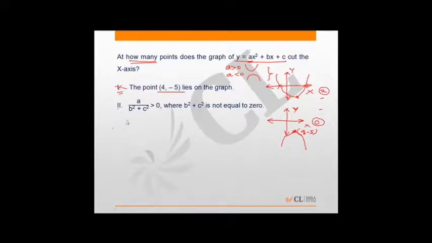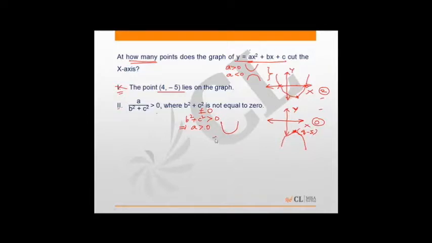Let's look at the second statement. Forget about the first statement. The second statement simply tells us a upon b square plus c square is greater than 0, where b square plus c square is not equal to 0. Now b square plus c square will definitely be greater than 0 then. So if a upon b square plus c square is greater than 0, that implies a is greater than 0. So from this we definitely know that the graph is going to be U-shaped.